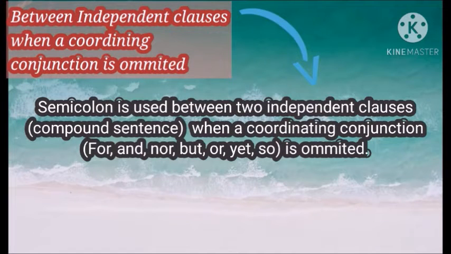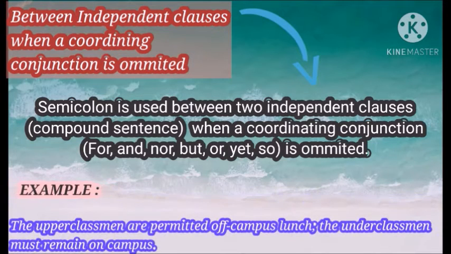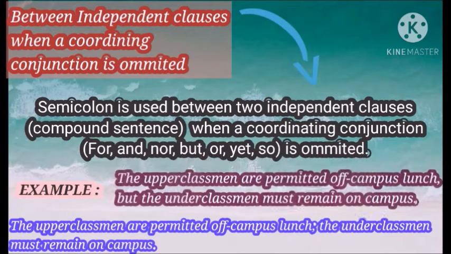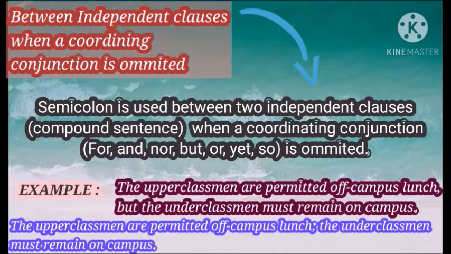The semicolon is used between two independent clauses, or a compound sentence, when a coordinating conjunction, for, and, nor, but, or, yet, so, is omitted. The semicolon replaces the function of FANBOYS. Example, the upperclassmen are permitted off-campus lunch; the underclassmen must remain on campus. The example above could be recast with the conjunction but, in which case a comma rather than a semicolon would be required.